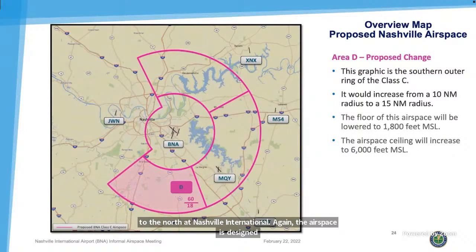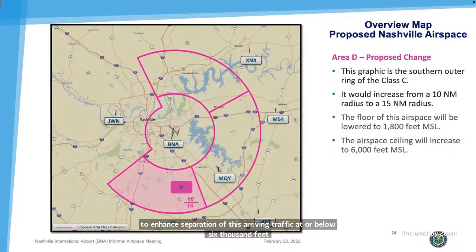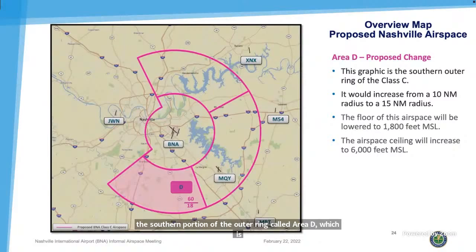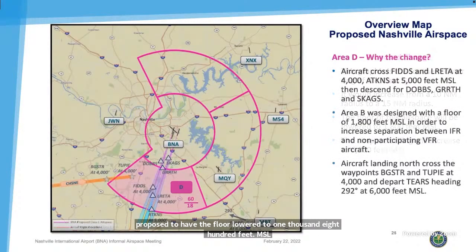This graphic shows the southern portion of the outer ring called Area D, which is proposed to have the floor lowered to 1,800 feet MSL. The outer radius increases from 10 to 15 nautical miles. As with the rest of the outer ring, the airspace ceiling increases to 6,000 feet MSL. Why are changes proposed for Area D?